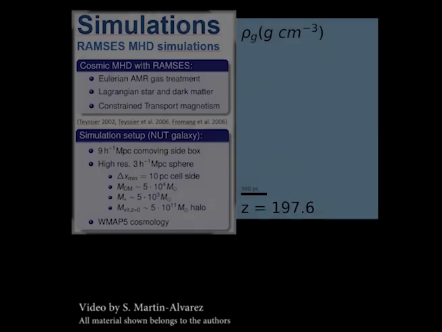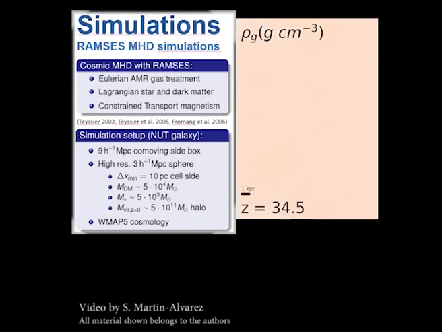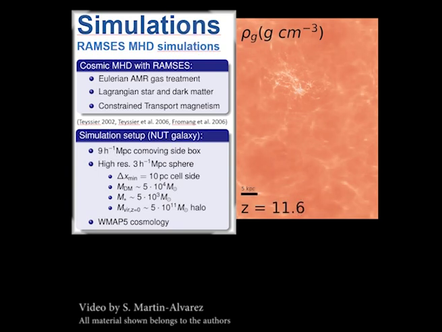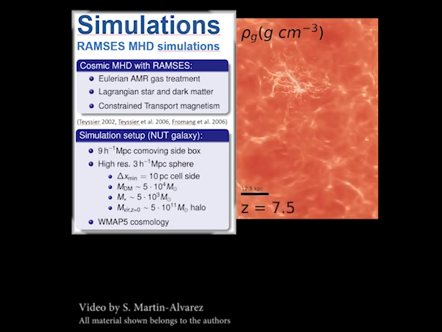Our simulations are generated with the adaptive mesh refinement magnetohydrodynamical code RAMSES, which employs a constraint transport algorithm to solve the magnetic component. This is particularly important, as employing this method maintains the divergence of the magnetic field exactly equal to 0, down to numerical precision, really fulfilling the solenoidal constraint.